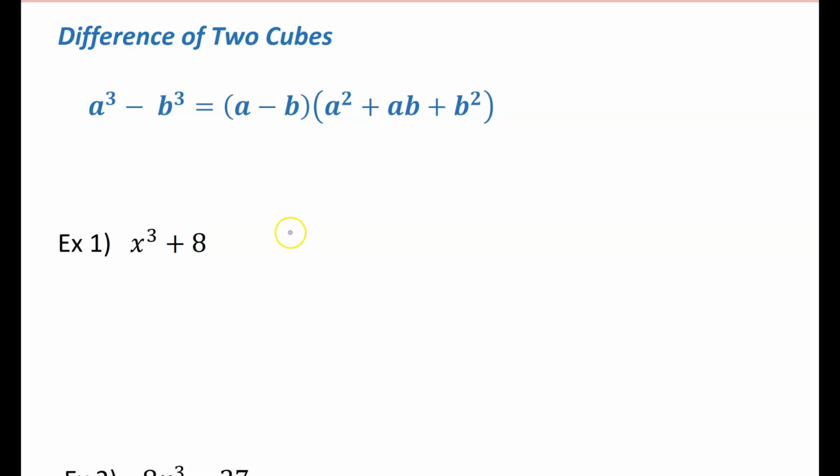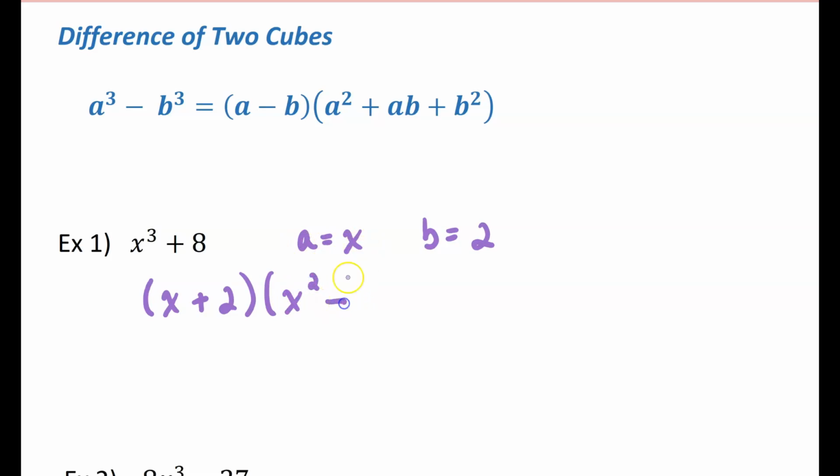So I can take the cube root of each of those terms. So the cube root of x cubed would just be x, and then as we said, the cube root of 8 is just 2. And then I'm just going to plug it into that pattern that we talked about. Because it is a plus, the first factorization is going to become x plus 2.